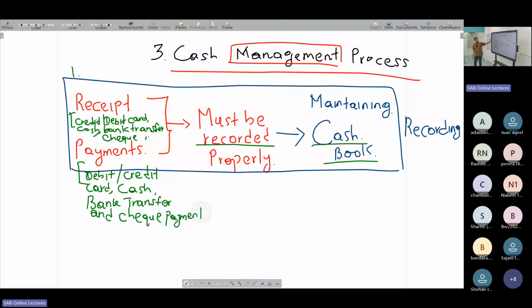Okay, this is the first management process, the first management activity. Whatever you receive and whatever payment you make, you should record properly in the cash book. There is one subsection also in the recording part. Okay, the first one is the recording part.